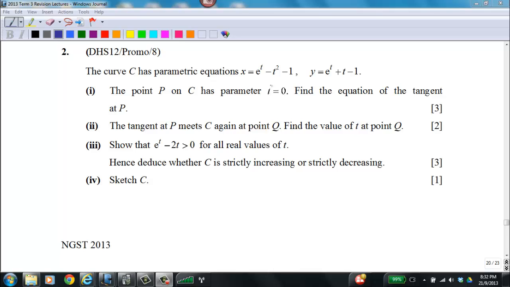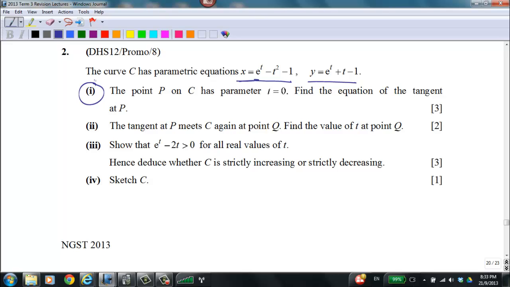Okay, for question 2, we are given a curve C whose equation is in parametric form: x equals e^t minus t squared minus 1, y equals e^t plus t minus 1. For part 1, we are given a point P on C whose parameter is t equals 0, and we are supposed to find the equation of the tangent at this point P.